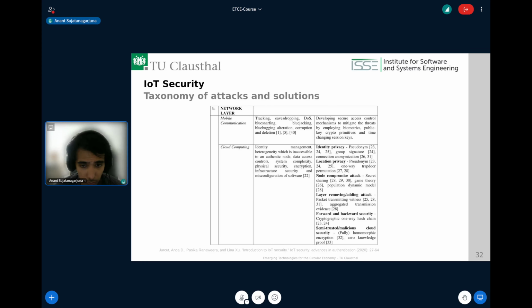Now talking about the network layer, Benjamin talked a lot about communication protocols. So pretty much every communication protocol, especially wireless communication protocols, is susceptible to tracking, eavesdropping, denial of service attacks, and a lot of different things. Basically, there are a lot of different methods for taking care of all of these things. So depending on the mobile communication platform, there are different types of mitigation approaches.